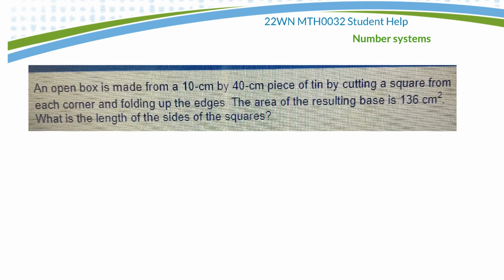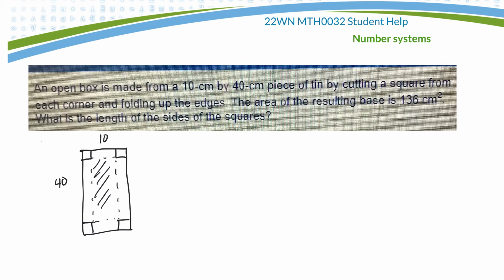Here's another good question. An open box is made from a 10 by 40 centimeter piece of tin. Cut a square from each corner, and then they fold all the sides up so that the box sort of looks like that. The area of the resulting base is 136 square centimeters. And they ask, what are the lengths of the sides of the squares?